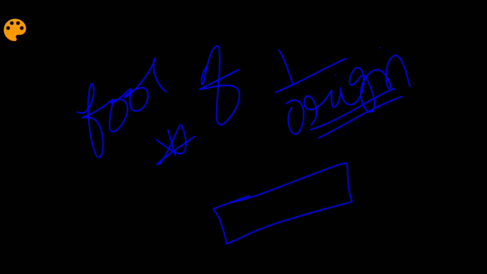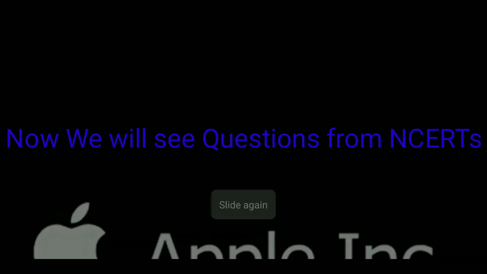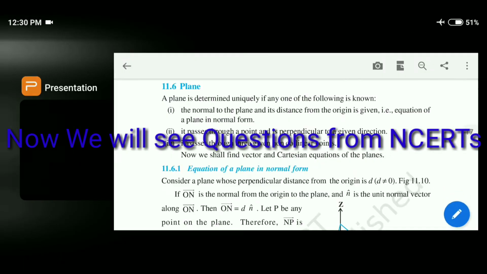If you are given any ordinary point like A, B, C or P, Q, R, there you need to calculate the direction ratio, not the cosine. Cosine is used only when the word origin is given, right? So I am showing you the NCERT's question.